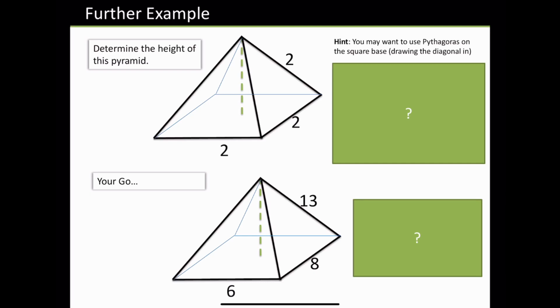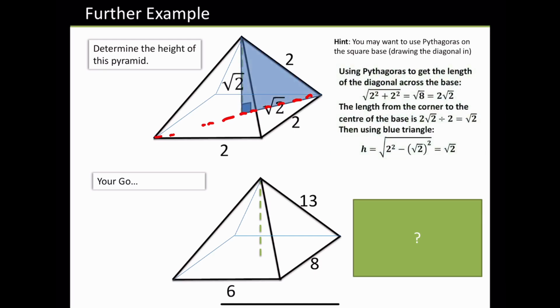Same again here: determine the height of this pyramid. We're looking for this perpendicular height. First of all we use Pythagoras theorem to work out the diagonal. Remember, this is a square, so we work out the diagonal. Once we work out that length, it's 2 root 2. So this section here would simply be root 2 because it's half of the section that we want. Then we use Pythagoras again for this highlighted triangle in order to work out what the height would be equal to. So, pause the video and try the question below.